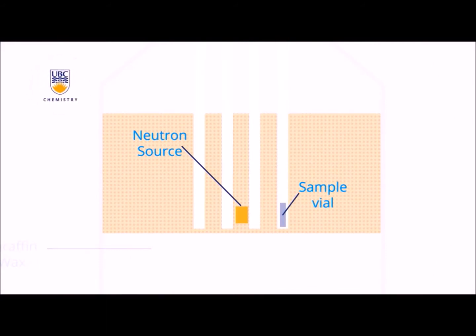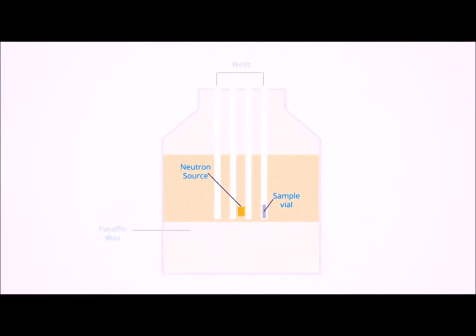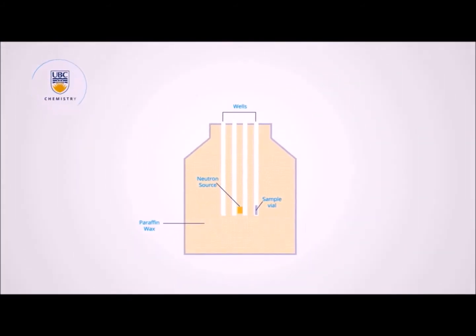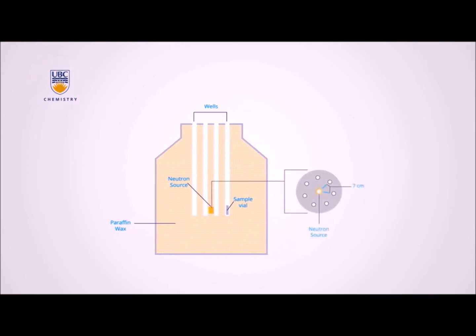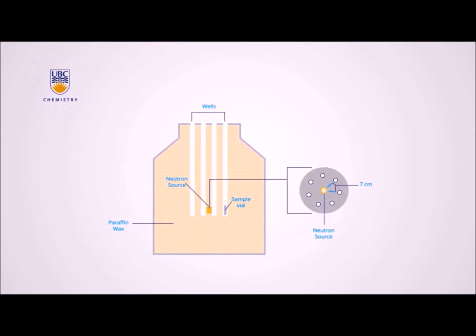The vials are held in fixed positions around the source. Since the wells are not identically positioned, some vials may receive more activation than others. Hence, a mathematical correction for this disparity must be done.